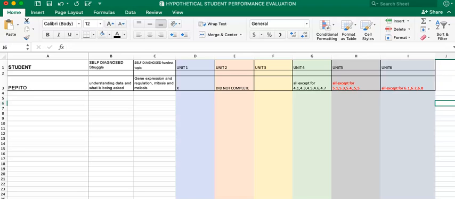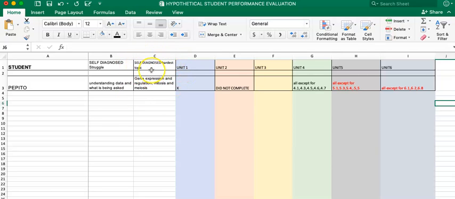And I wrote all of the units that you should work on in this Excel document, and I'm going to show you how you should interpret this document. So let's say that this is a hypothetical student, Pepito. First, remember that you did that Google form as a self-diagnosis of how you're doing in FRQs. I'm just summarizing a little bit what you wrote. So, self-diagnosed struggle, what you struggle with in FRQs. This person, for example, struggles with understanding data and what is being asked in the question.